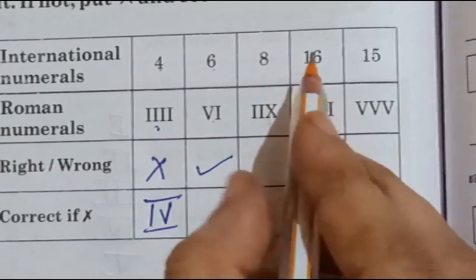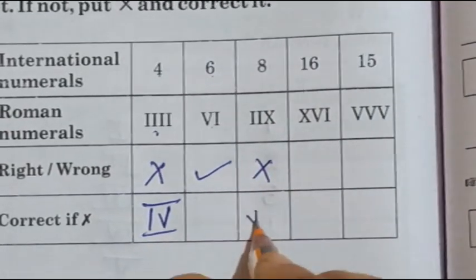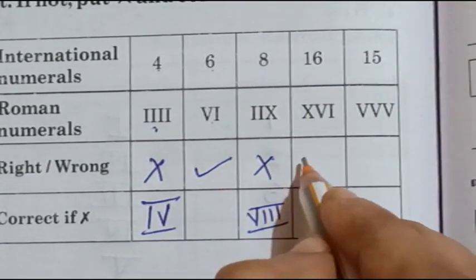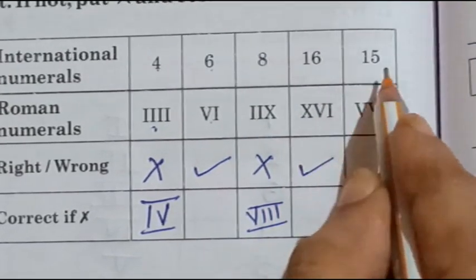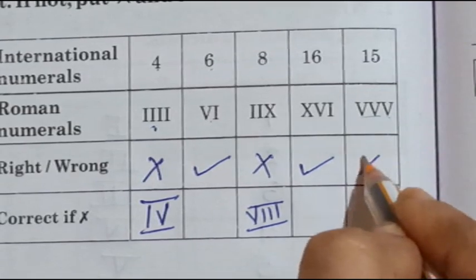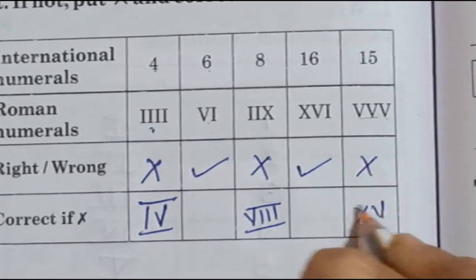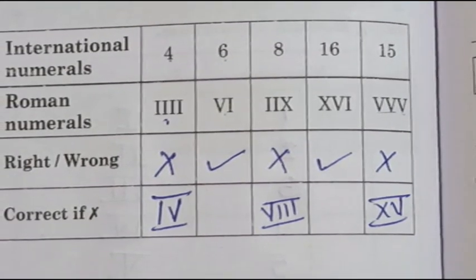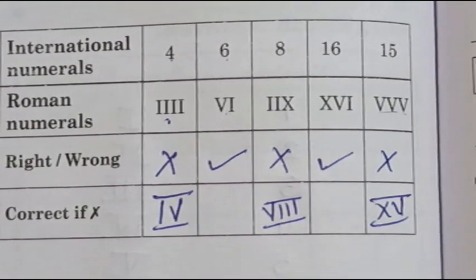For 8, is it correct? No, it is wrong. 8 is being written like this. Right? For 16, is it correct? Yes. 15, is it correct? No, it's wrong. It's written X and V for 15. Clear everybody? So these are all the notes for Roman numerals chapter.